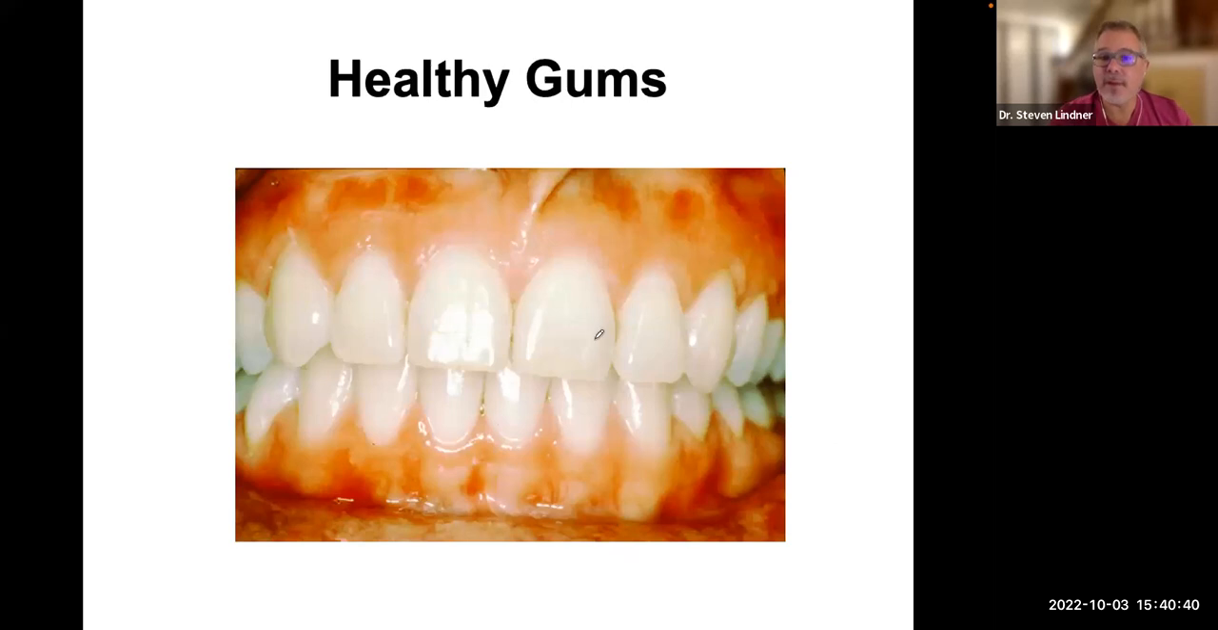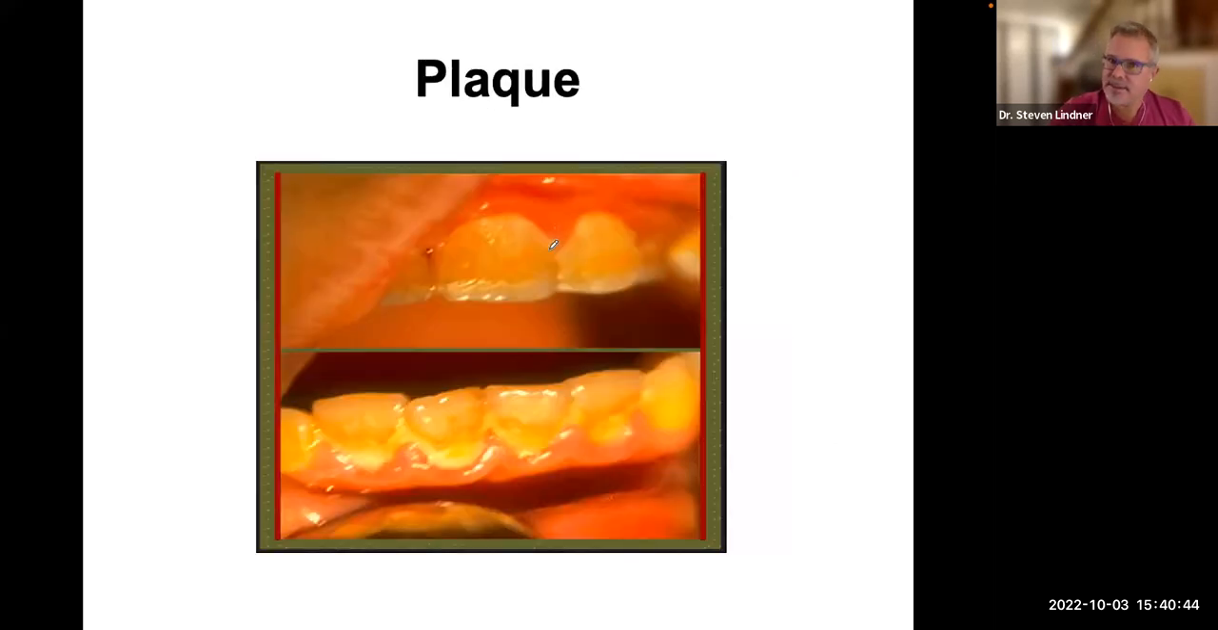This is a picture of healthy gums, nice and pink. This is plaque. You could see the accumulation. This becomes very, very dangerous overall.